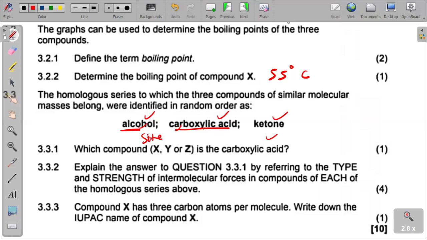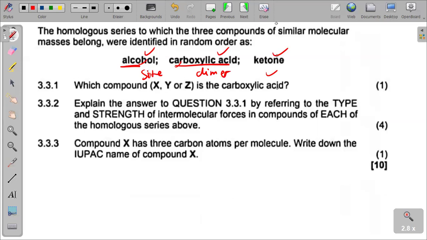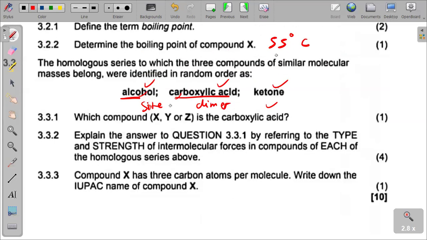We can also say carboxylic acids are capable of forming dimers, a dimer; alcohols actually cannot. So let's now explain, putting that in writing. Number one, first point: carboxylic acids have two sides for hydrogen bonding between molecules. Secondly, alcohols: alcohols have one side for hydrogen bonding between molecules.